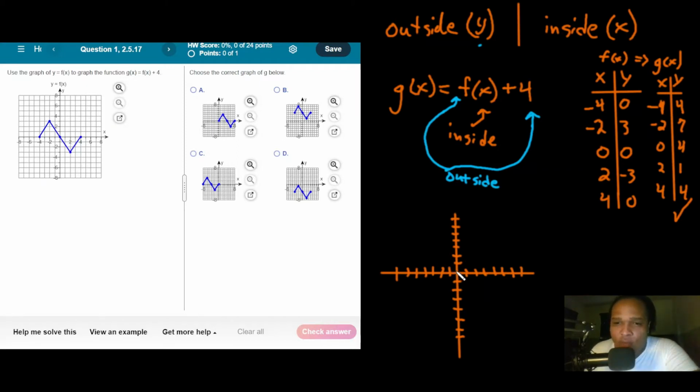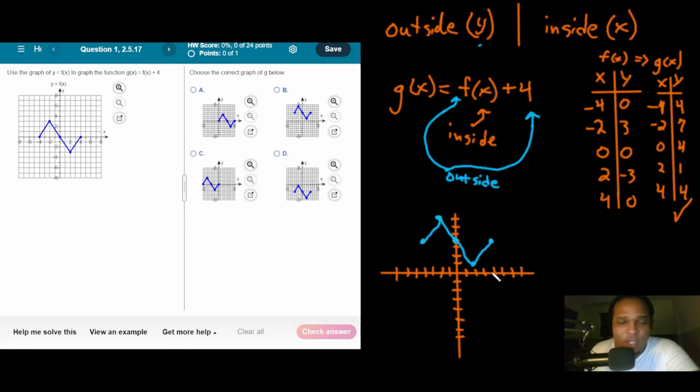So we have -4, 4, so 1, 2, 3, 4, and then +4, that'll be somewhere here, right? Then we have -2, 7, so 1, 2, and then 1, 2, 3, 4, 5, 6, 7, somewhere up there. We have 0, 4, so 1, 2, 3, 4. And then we have, let's do that in a different color. We have that here, that's better, right? Okay, and then we have 2, 1, so 2, 1. And last, we have 4, 4, so 1, 2, 3, 4, 1, 2, 3, 4. They're going to meet right there. And all you do is connect your dots.